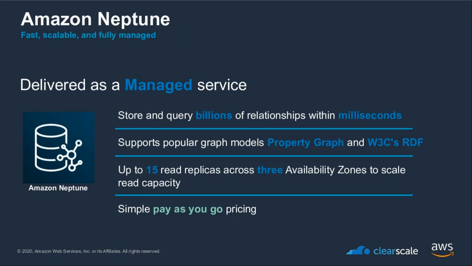And then last is Neptune. So Neptune is a fast, reliable, and fully managed graph database. It's a service that makes it easy to build and run applications that work with highly connected data sets. So it's a purpose-built, high-performance graph database engine that's optimized for storing billions of relationships and querying the graph with millisecond latency. So this supports popular graph models like Property Graph or W3C.